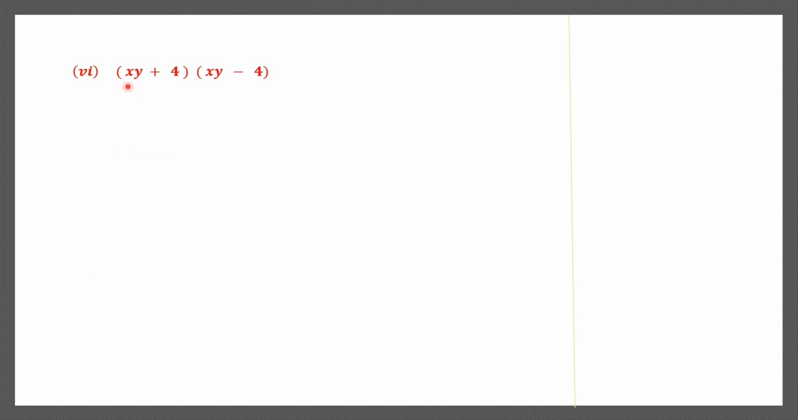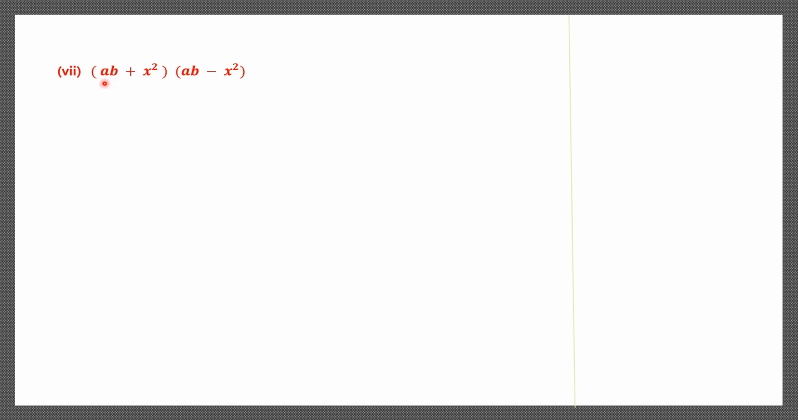Question 6. The first term is the same, the second term is the same, and sum and difference. So xy is a and 4 is b. So we can apply the identity a square minus b square. So xy the whole square minus 4 square. So when we say the whole square, each literal inside has to be squared. So it will be x square y square. So this is x square y square minus 4 square means 4 into 4, which is 16. So what is our answer? x square y square minus 16.